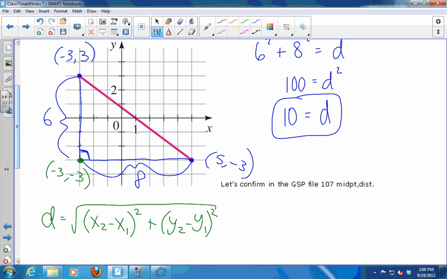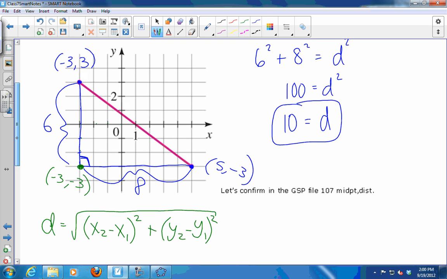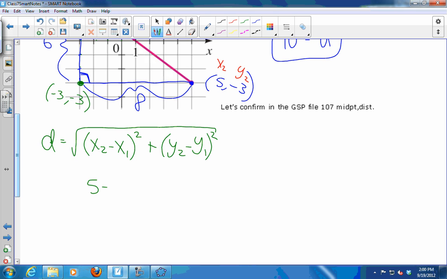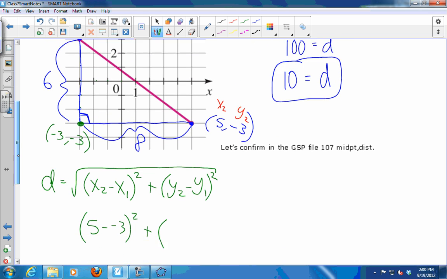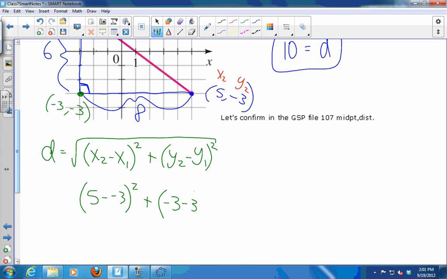Okay, so x2 minus x1. Let me just mark these. We'll call this x1, y1, and we'll call this one x2, y2. So x2 minus x1 would be 5 minus -3, and y2 minus y1 would be -3 minus 3. Square root of that whole thing.